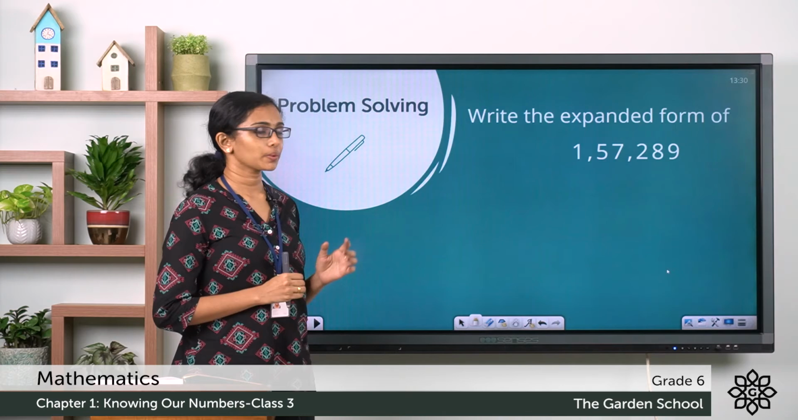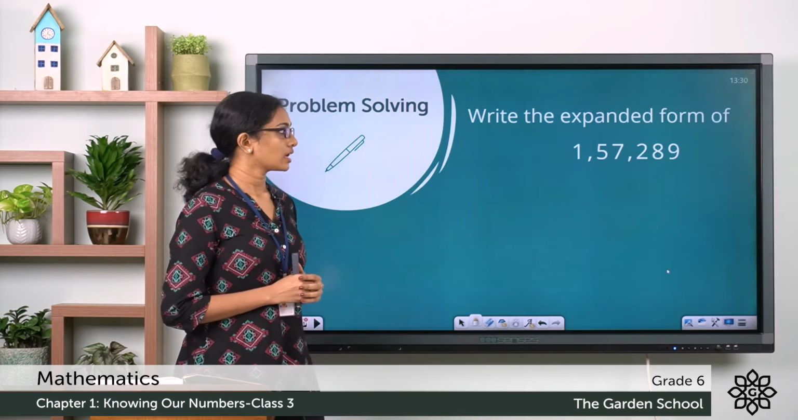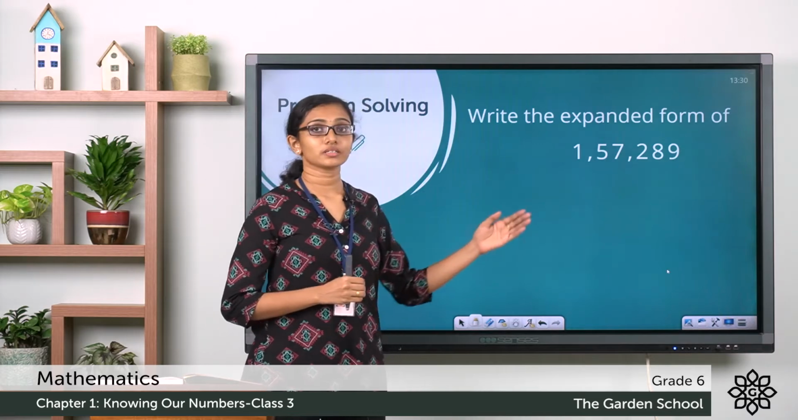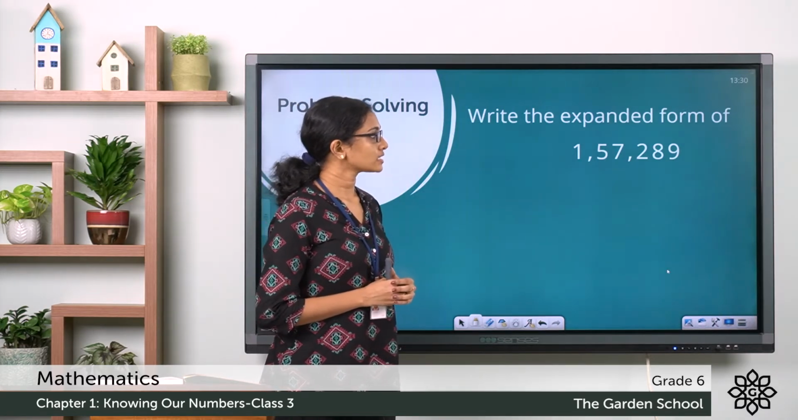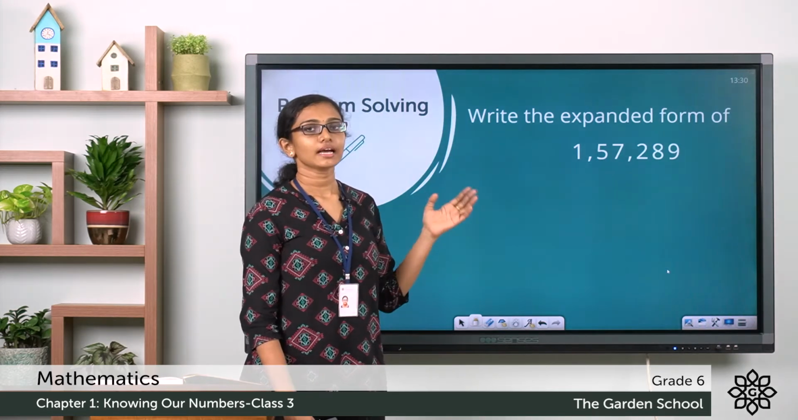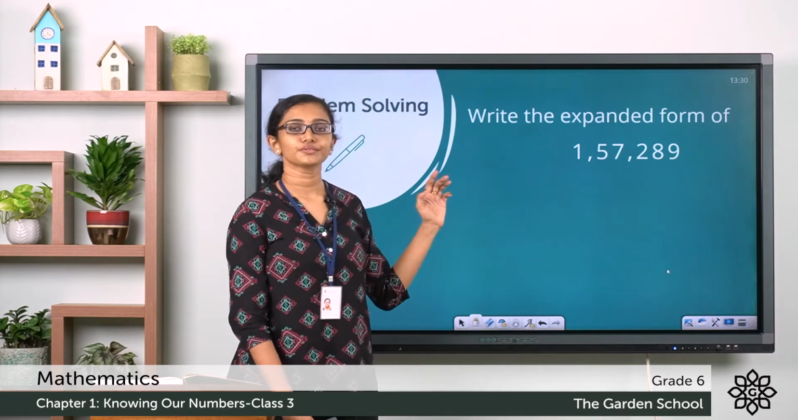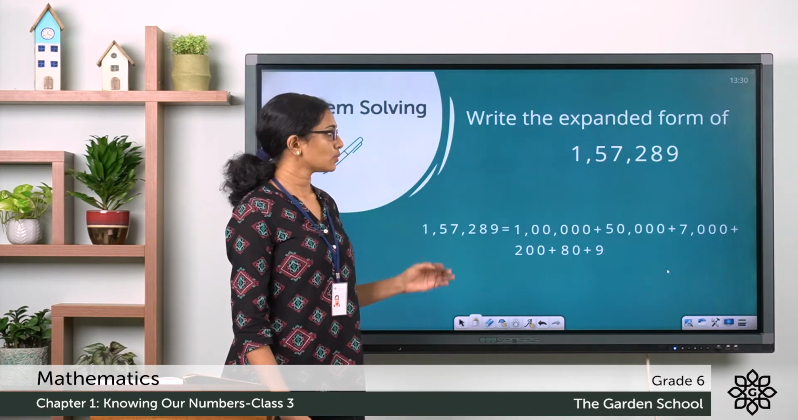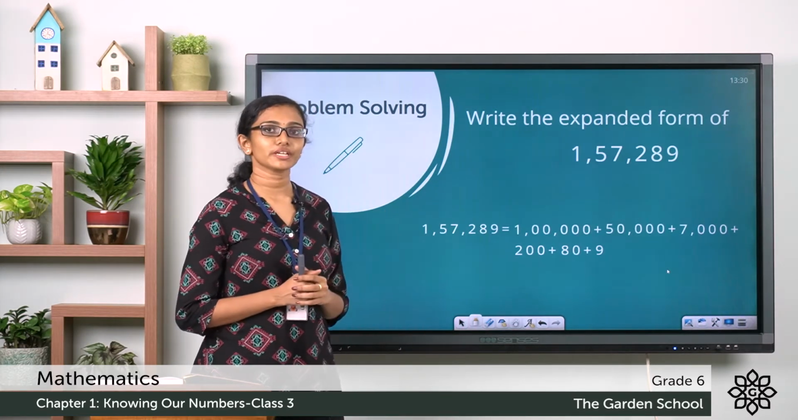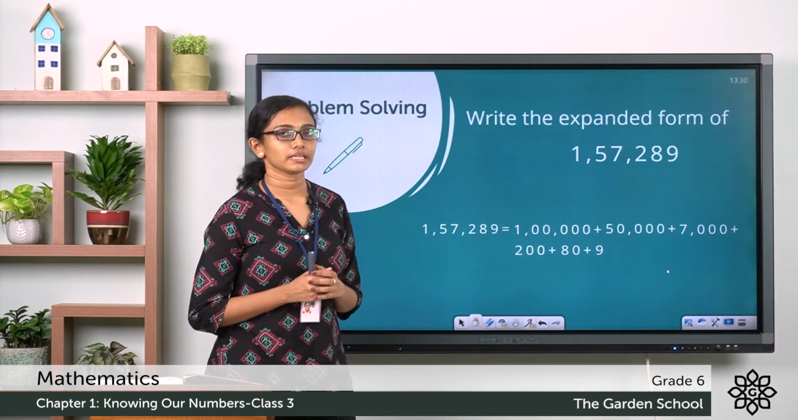Now let's see how we can solve this question. So what is the number given to us here? How many places are here? We have got 6 places here. And can you say the place values of each of the digits here? See, the number here is 1,57,289. So let's see the place values of each of the digit. The place value of the digit at the highest place.